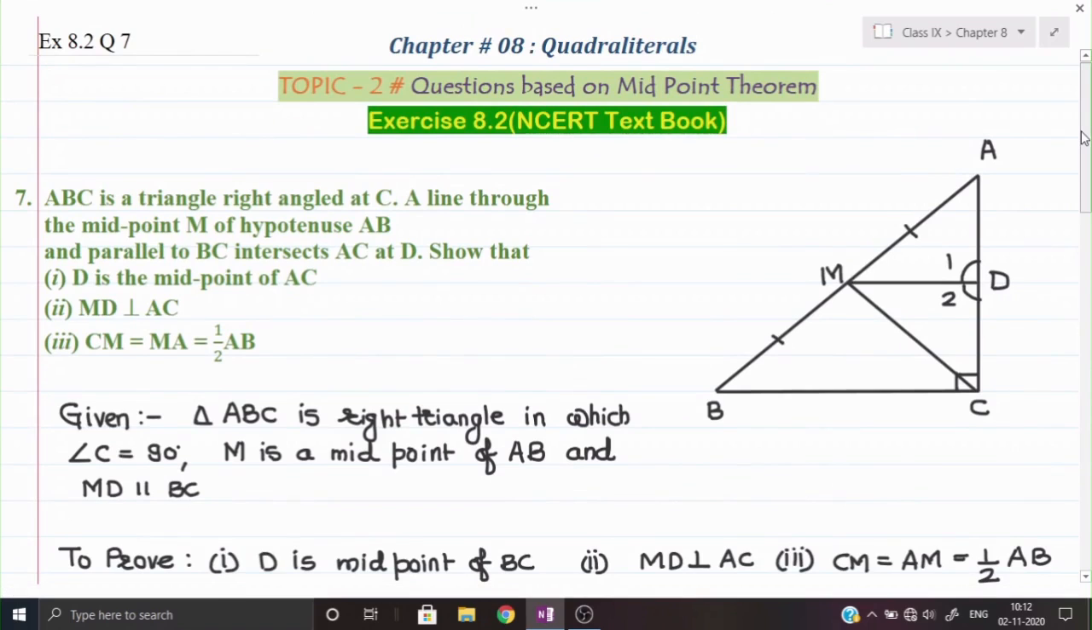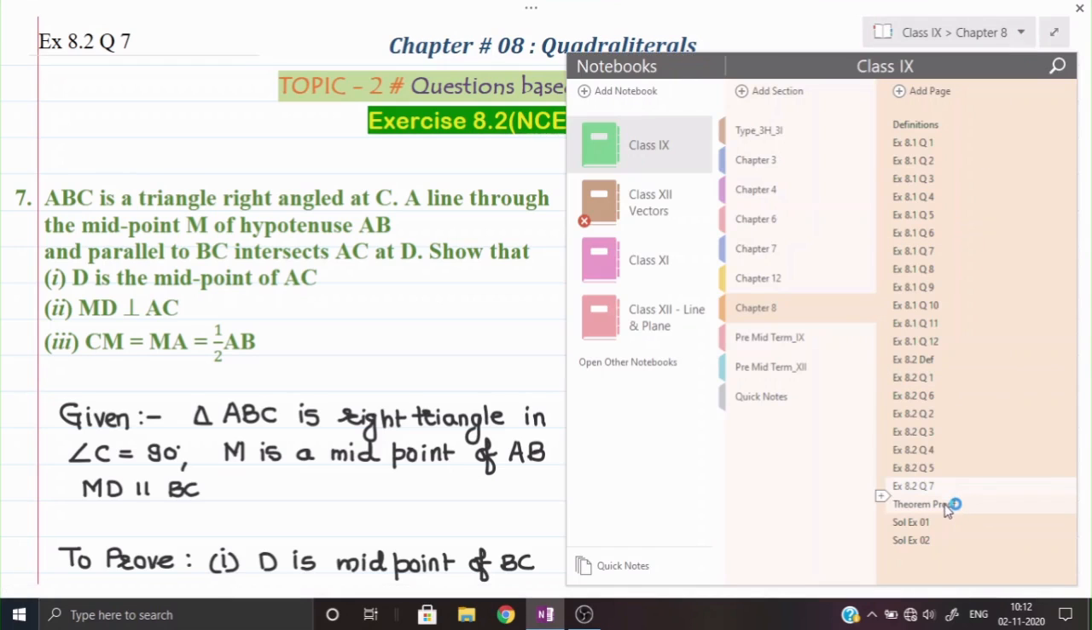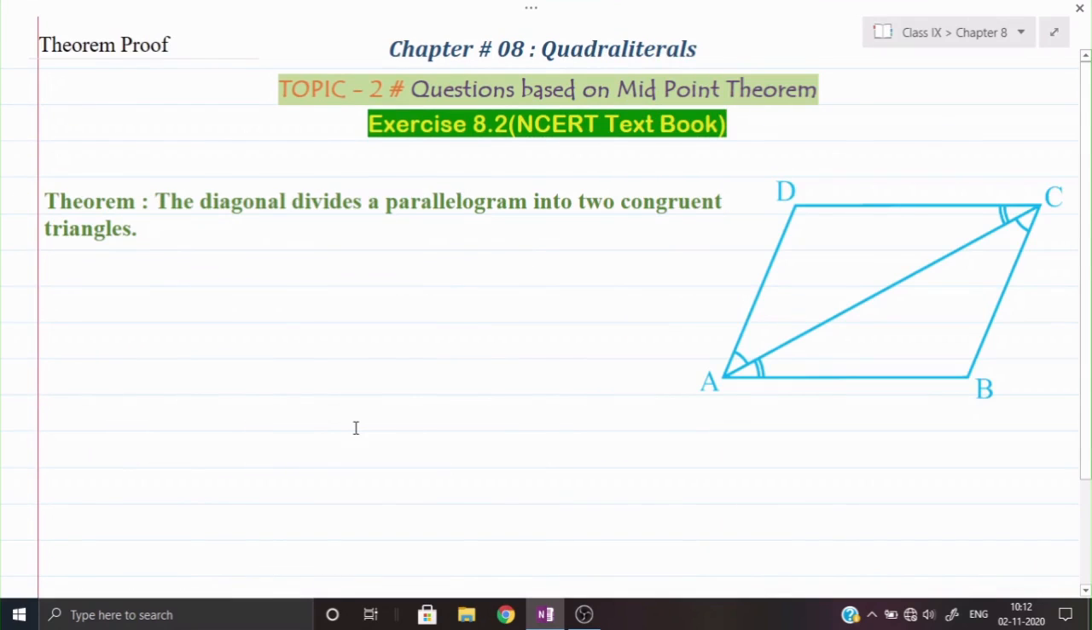Now I am taking one proof of the theorem. The theorem is given as, see, the theorem is given as: the diagonal divides a parallelogram into two congruent triangles. Means you are looking at the parallelogram ABCD here. In this parallelogram, you are also looking at the diagonal AC, right? Now, this diagonal AC divides the parallelogram into two congruent triangles. You can see the diagonal divides the parallelogram into two triangles, namely, one is ABC and second one is ACD. Okay, so these two triangles we have to prove congruent. That is a requirement of this theorem.